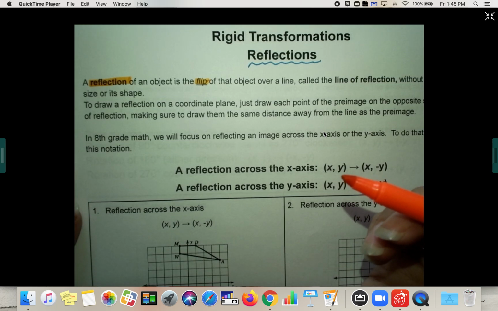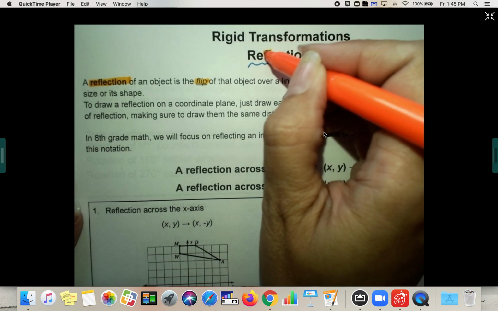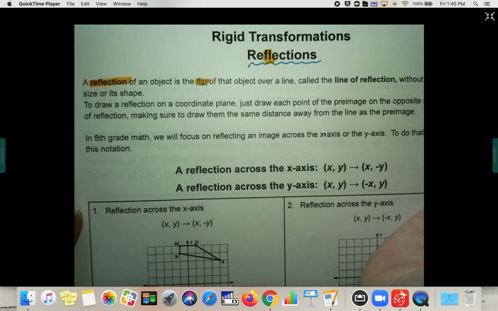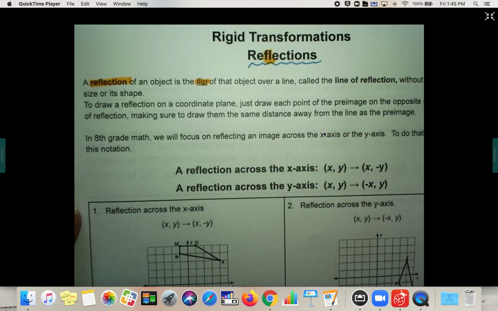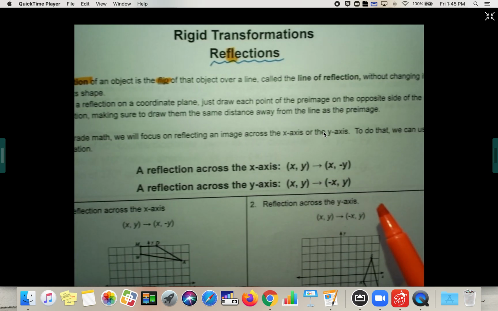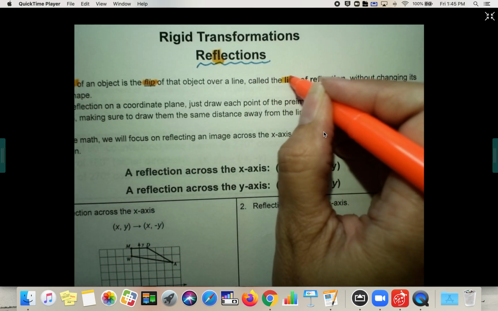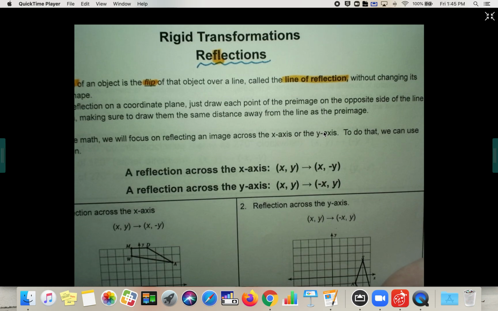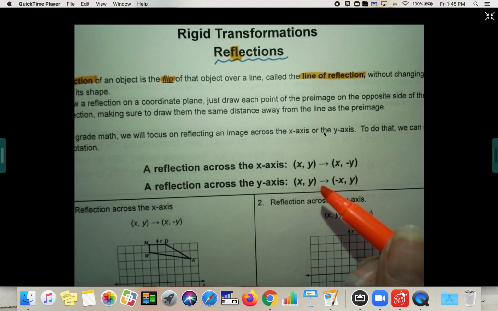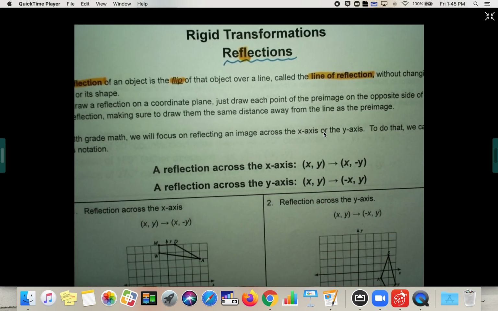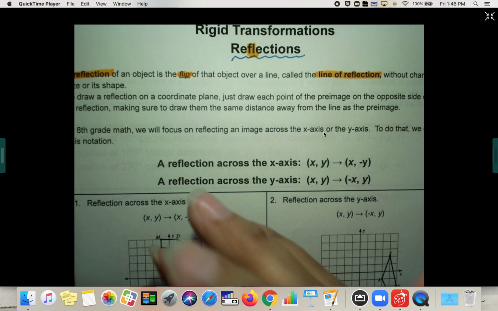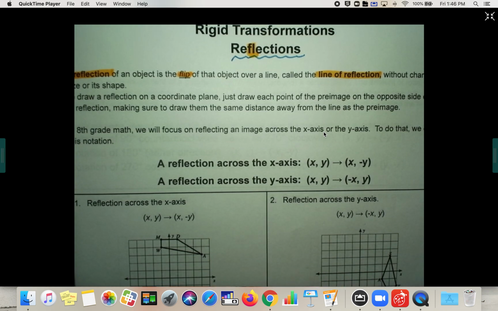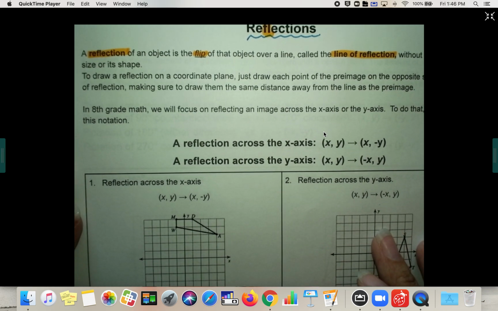In fact, I like that in the word reflection there's an FL right next to each other, because that makes me remember the word flip. It has flipped over something. And what it flips over is actually called the line of reflection, and it doesn't change its shape or size. So if it's a triangle, it doesn't stretch into a circle. And if it's a tiny triangle, it doesn't become a large triangle. It stays the exact same size, it just flips over the line of reflection.